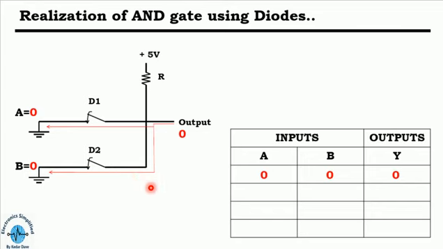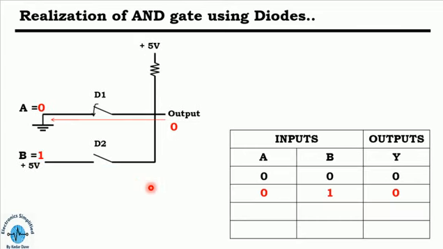After this we are taking the second case, when the D2 diode is provided the 5 volts, that means B equals 1 and A equals 0, and hence the output will be 0, because here it is open circuited, and this circuit will flow the current in the reverse direction according to the output. If we want output, then current should be directed like this. So no output current or output voltage will be there.